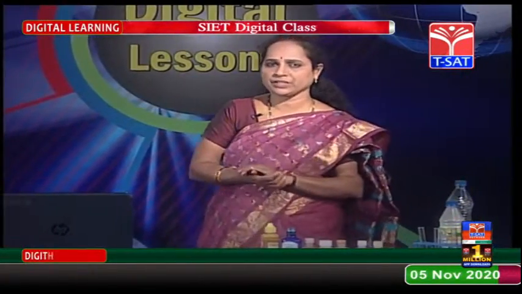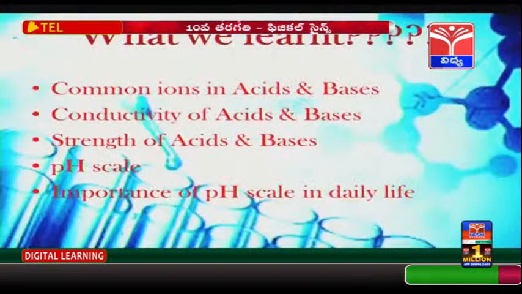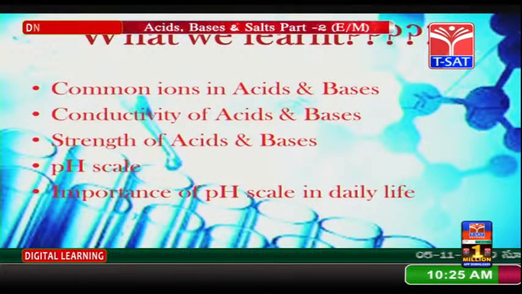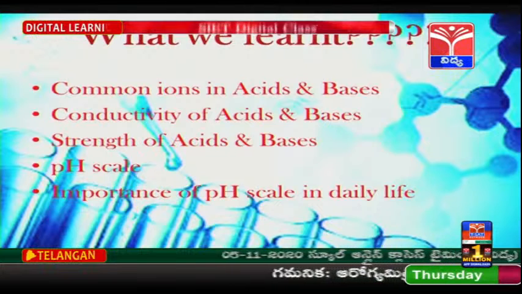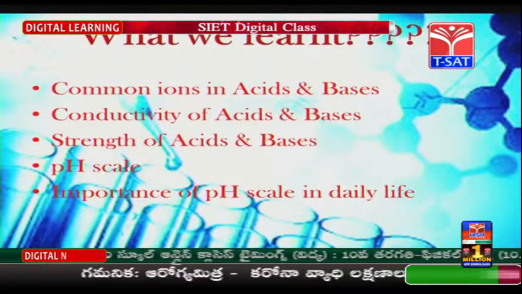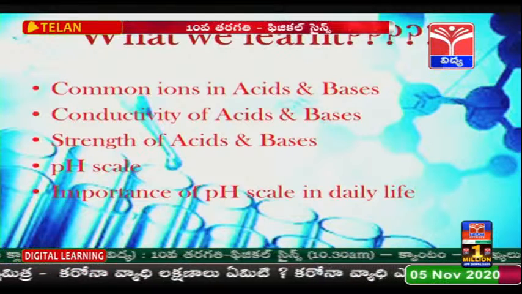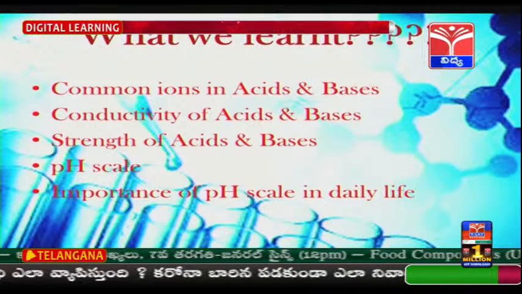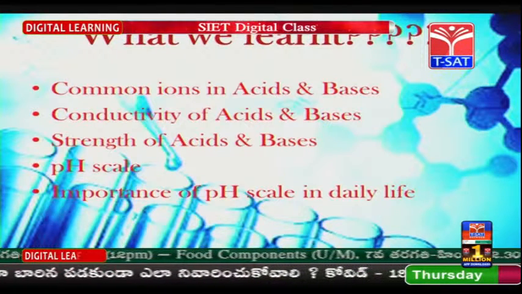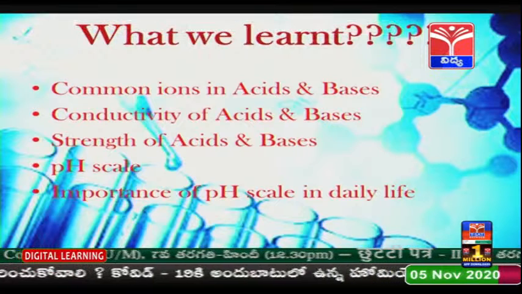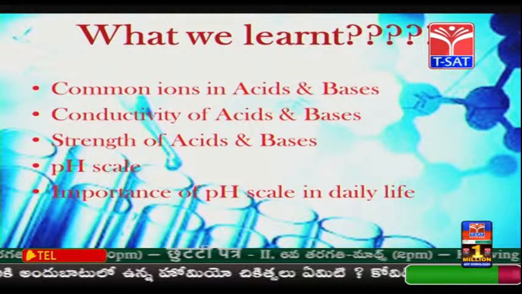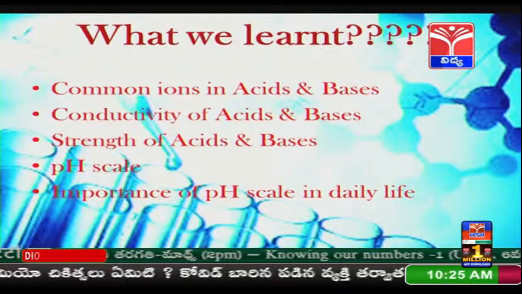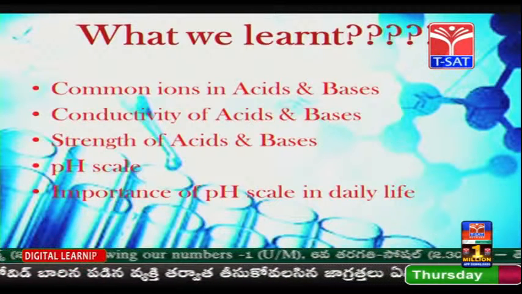Now, children, let us summarize. Let us summarize the important concepts we have learned in this session. We have learnt the common ions that are present in acids and bases. What are they? They are H plus or hydronium ions in acids and OH minus ions in bases. And we have learnt about the conductivity of acids and bases. Acid solution and basic solution are good conductors of electricity, and this is because of the presence of H3O plus ions in acids and OH minus ions in bases.